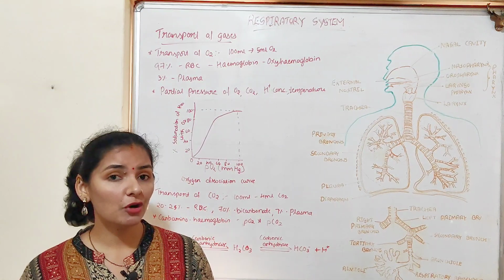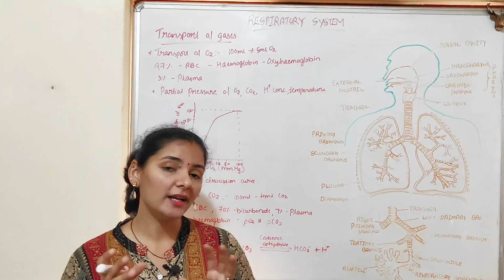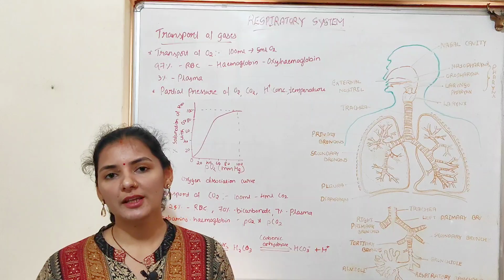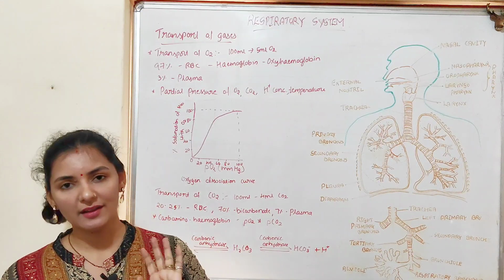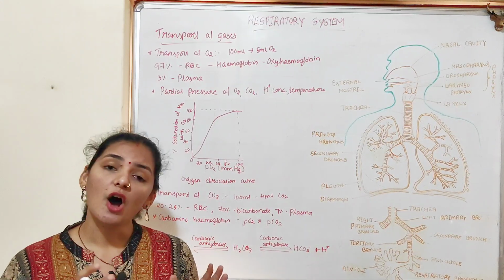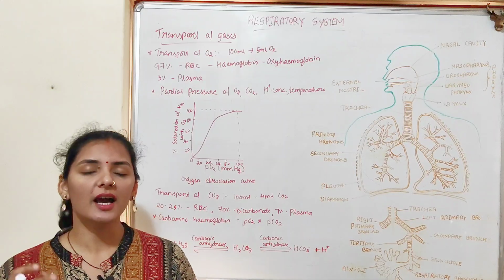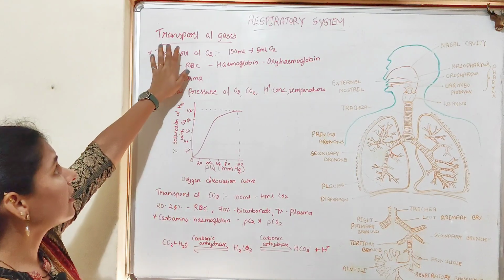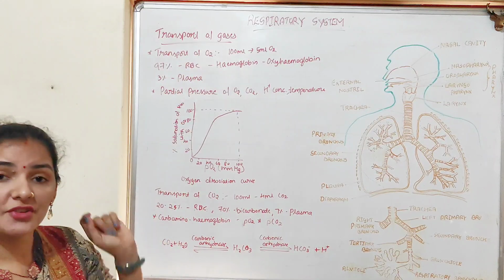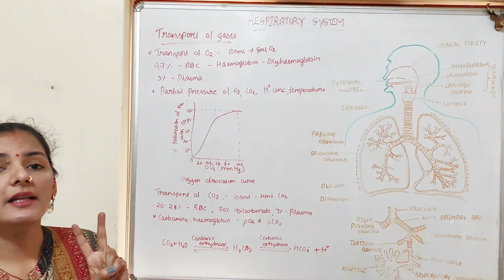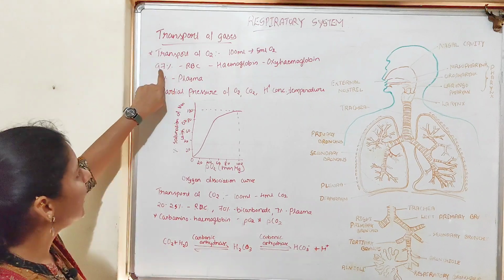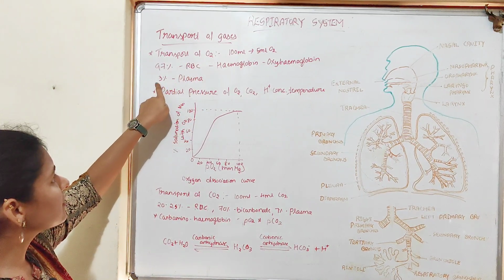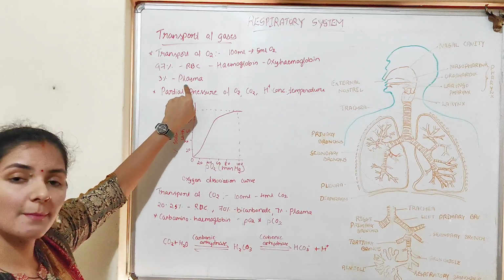Anyhow, by now you got that transport of oxygen and carbon dioxide takes place through blood, or blood acts as a medium for the transport of oxygen and carbon dioxide. We'll learn how exactly the transport of oxygen and carbon dioxide takes place one by one. First, we'll talk about transport of oxygen. Transport of oxygen takes place mainly in two ways. That is, 97% of the oxygen is transported via RBC and 3% of the oxygen is transported via plasma.